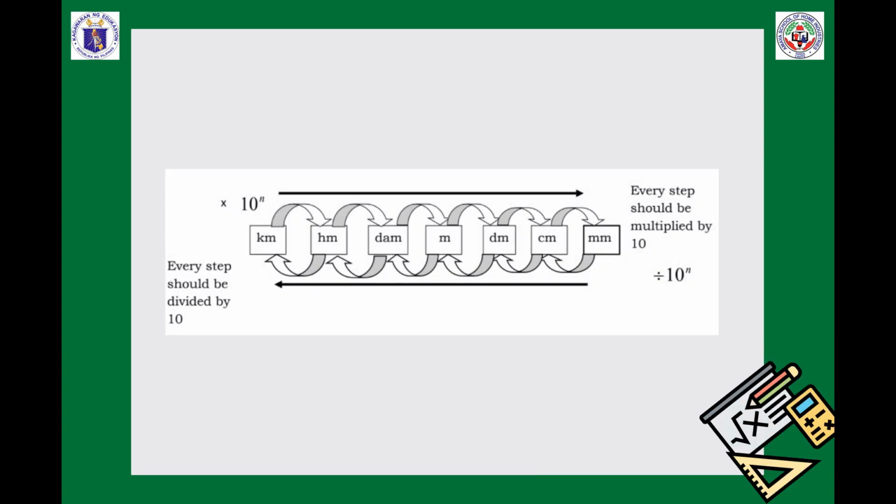We have here the diagram for the metric system for length from left to right, that is from highest to lowest unit of measure. Every step should be multiplied by 10 if you are converting a bigger unit to a smaller unit. Every step should be divided by 10 if you are converting a smaller unit to a bigger unit.